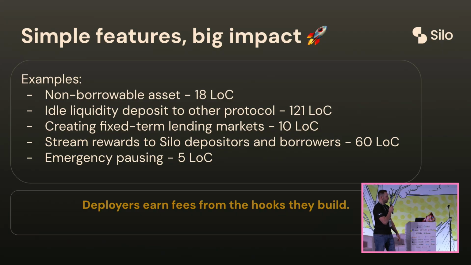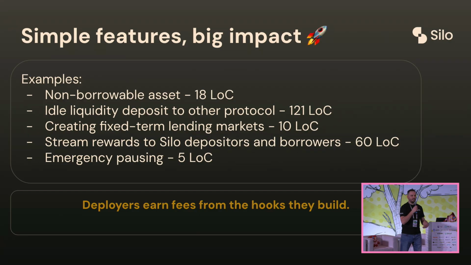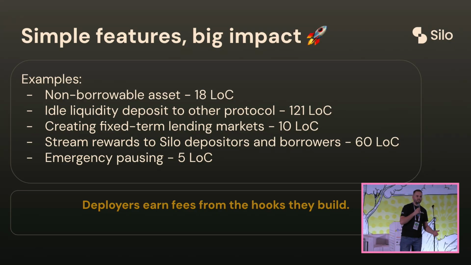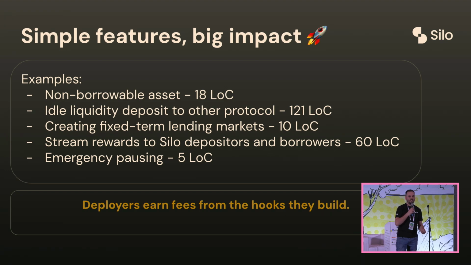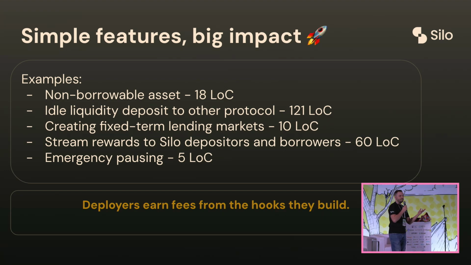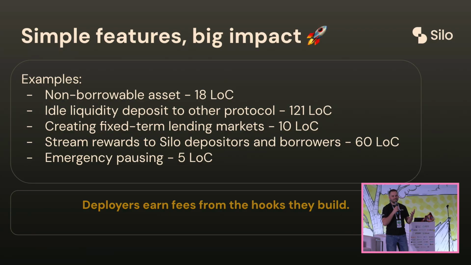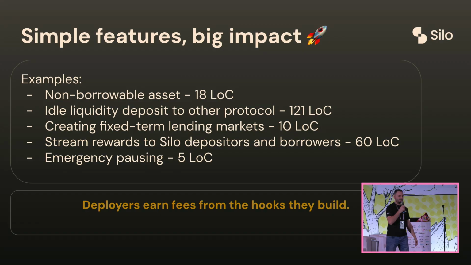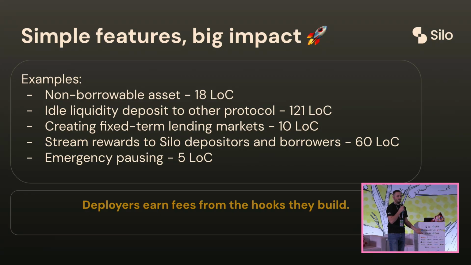This is an absolutely huge improvement in terms of those small incremental improvements for your product, and it allows you to actually find your product market fit much better. This is not something that we just invented. Web2 has been doing this for many, many years now. It's just in DeFi, the problem is that contracts are immutable, the code cannot change.